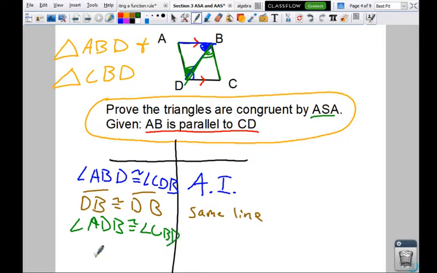You taking notes, Juan? Yeah, yeah. Probably should be. And then my reason is just like my blue one, they're alternate interior.